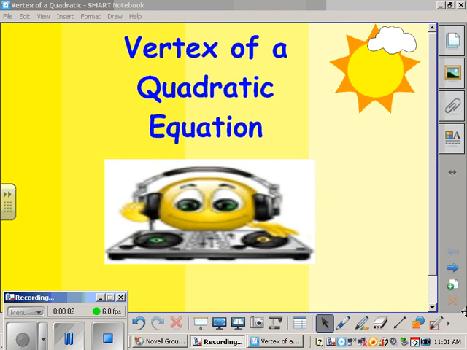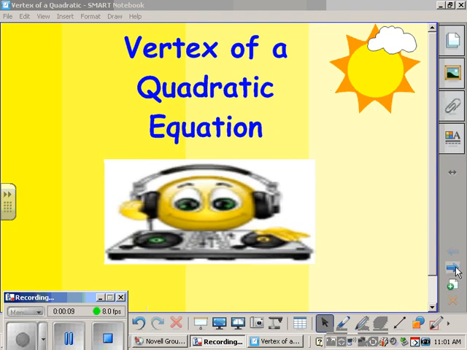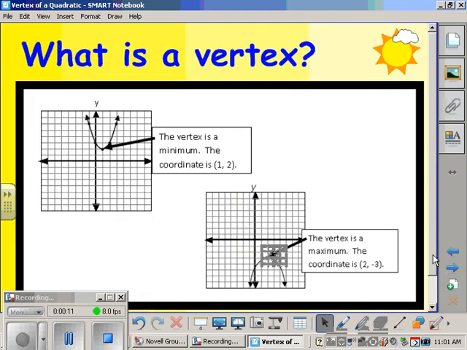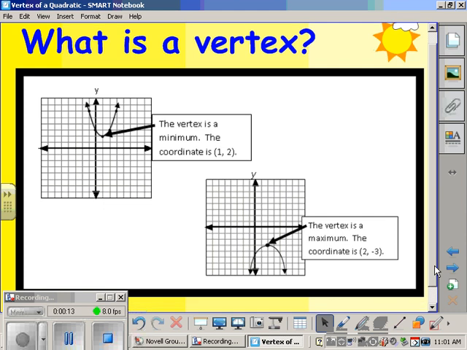In this lesson, you're going to learn how to find the vertex of a quadratic equation. Let's first take a look at what a vertex is. If you look at these graphs, you see a U-shaped figure. This is called a parabola. If you haven't seen those before, that's what the graph looks like for a quadratic equation.